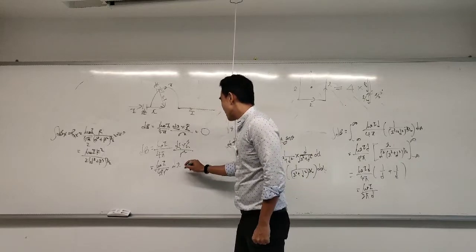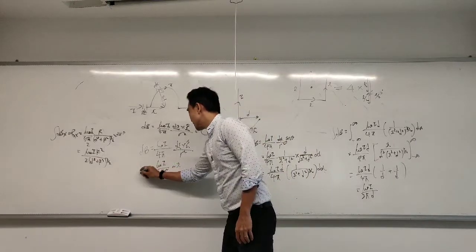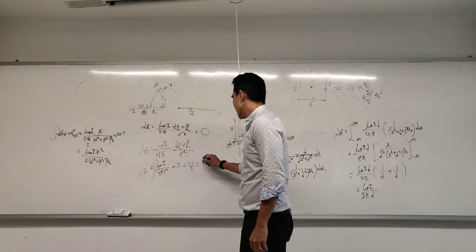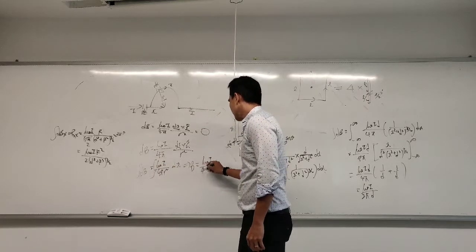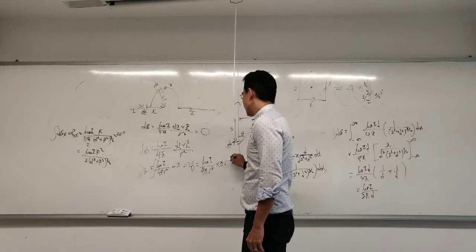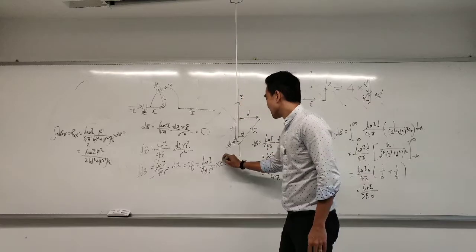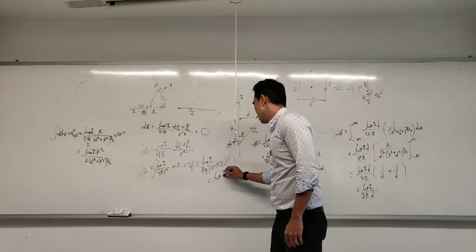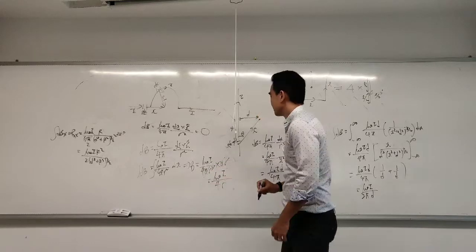So if you work this out and integrate dB, this will give you B equals mu naught I over 4 pi r squared times pi r, because it's a semicircle. You cancel this, cancel this, cancel this. This will give you mu naught I upon 4 r.